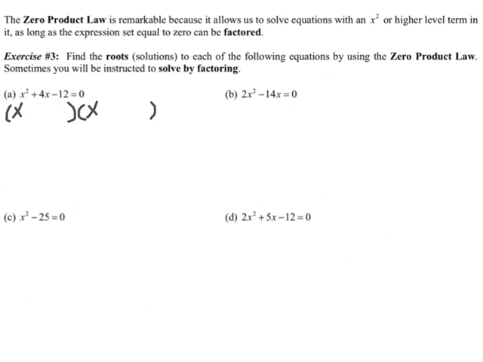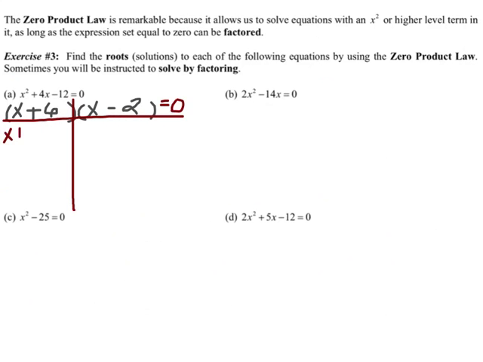X and X, plus and minus. What times what gives me 12, subtracts to give me 4? It's going to give me 6 and 2. I'm going to go ahead and tee it up, and both are going to be equal to 0.